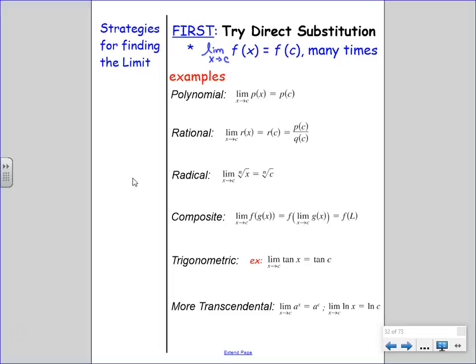Just get me one line in between each. And don't worry, once again, this isn't something to memorize, just something to be able to reference when you see some tricky limits, okay?